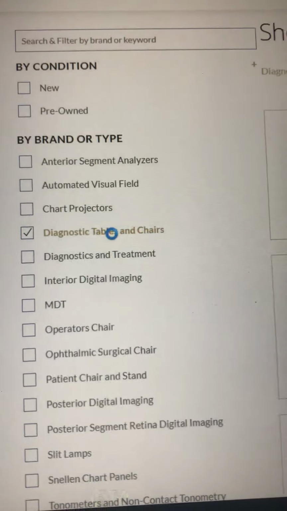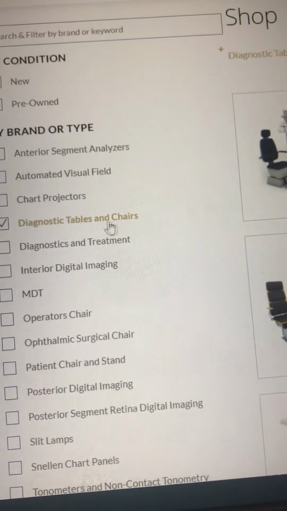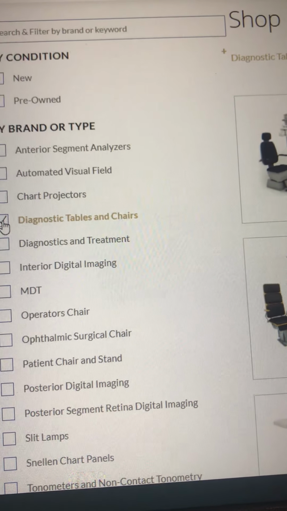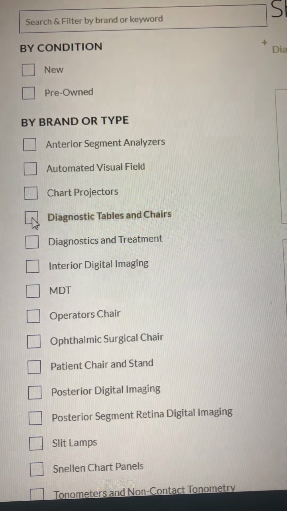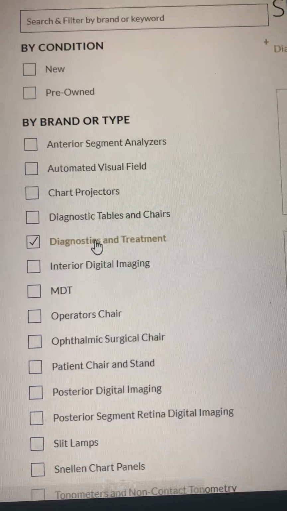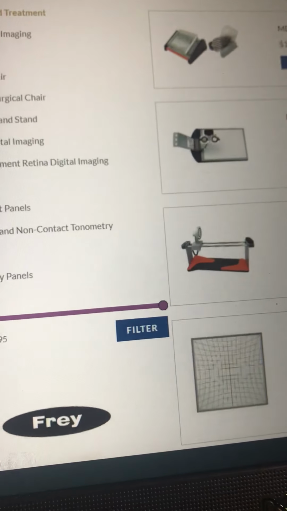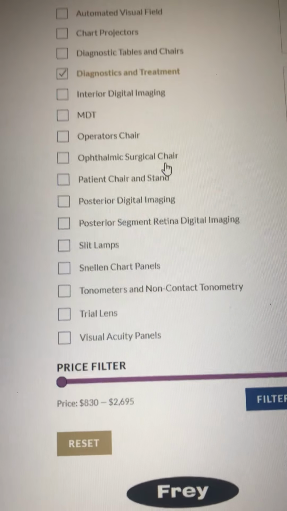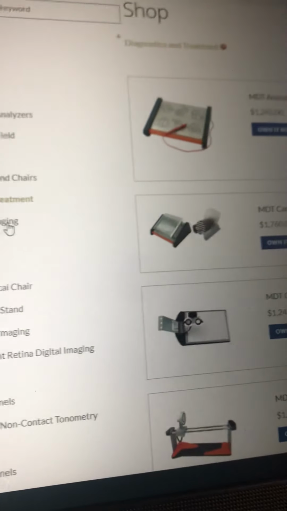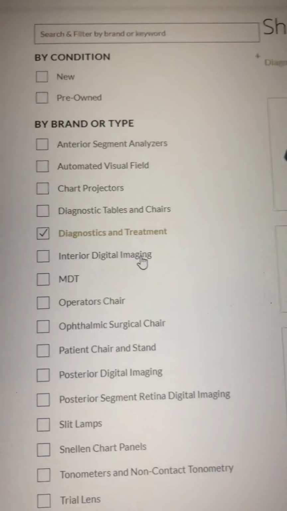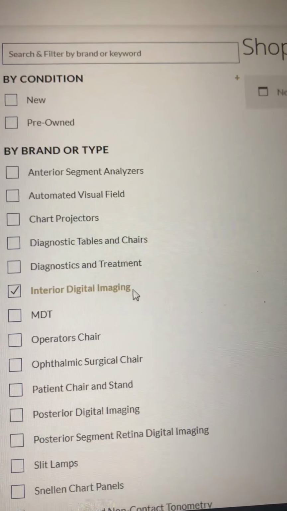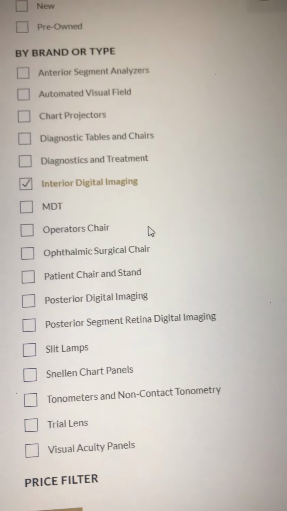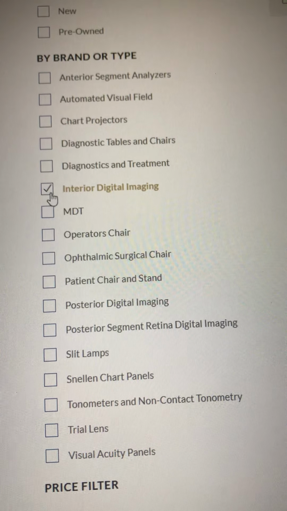Diagnostic tables and chairs, I think this needs to be exam chairs and stands. Diagnostics and treatment, this just needs to be diagnostic devices. Interior digital imaging, I have no idea what that even is.